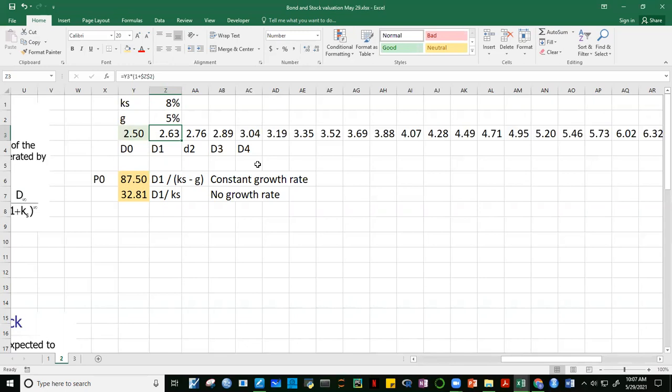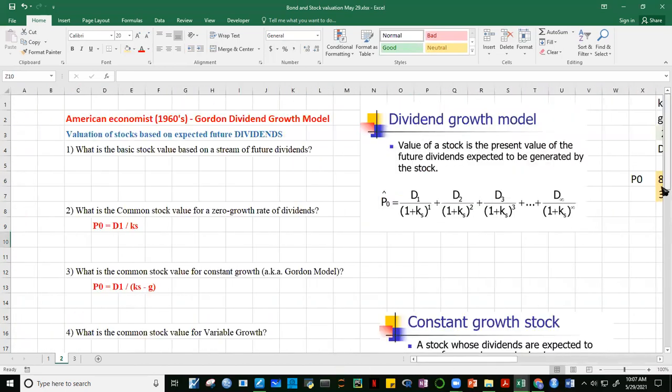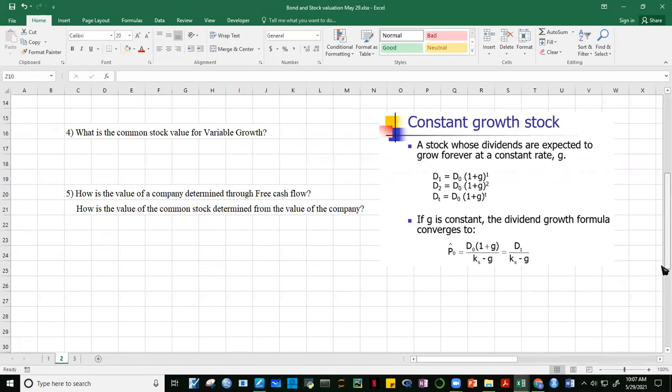2.63, 2.63, 2.63. So it will turn out na mas mura yung value ng stock na yan, kasi walang growth rate. Ito may growth rate siya, increasing by 5% over time. Ito naman, walang growth rate. So, of course, alam natin guys na mas magiging mura yung value ng stock na to na walang growth rate. Okay, so I hope that's clear.